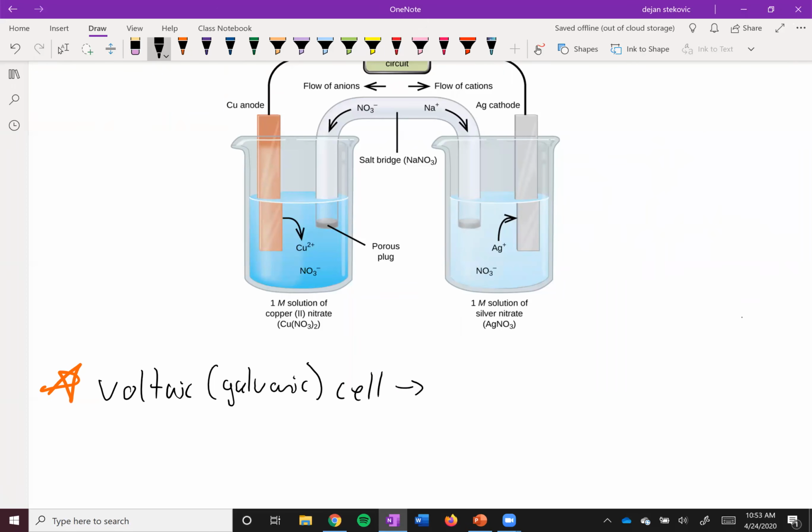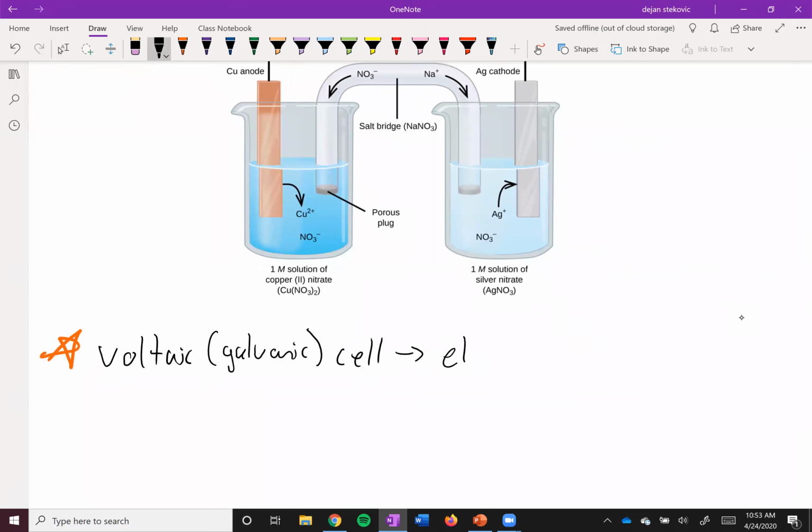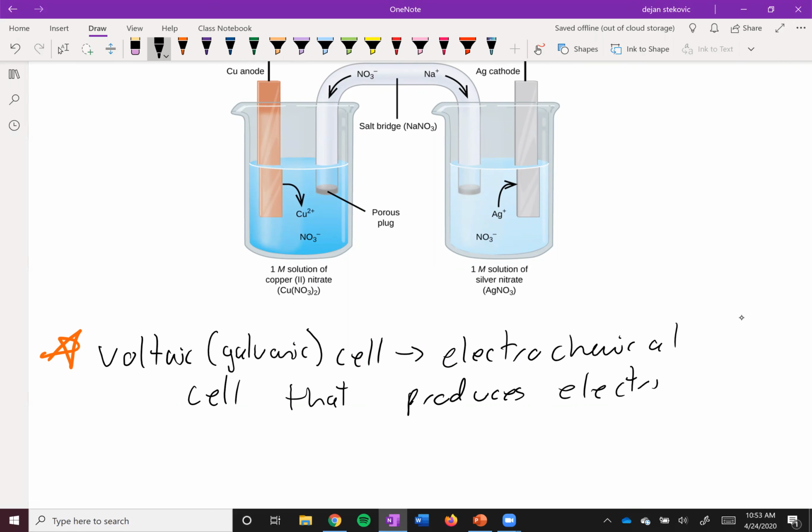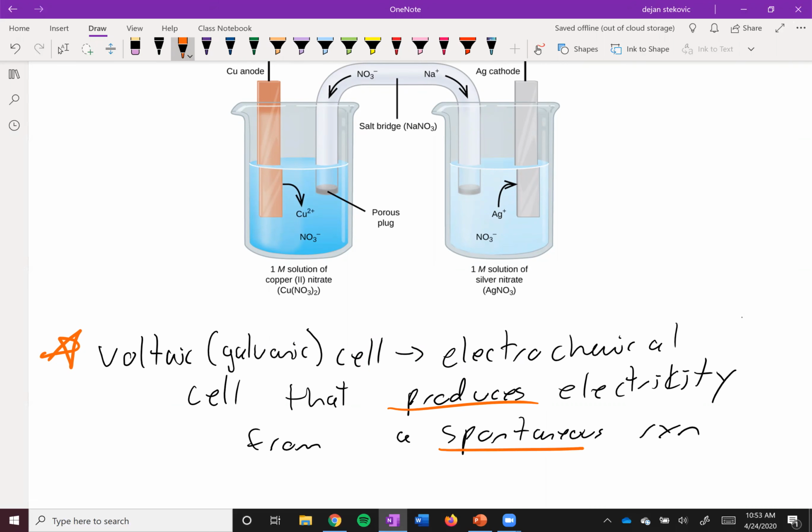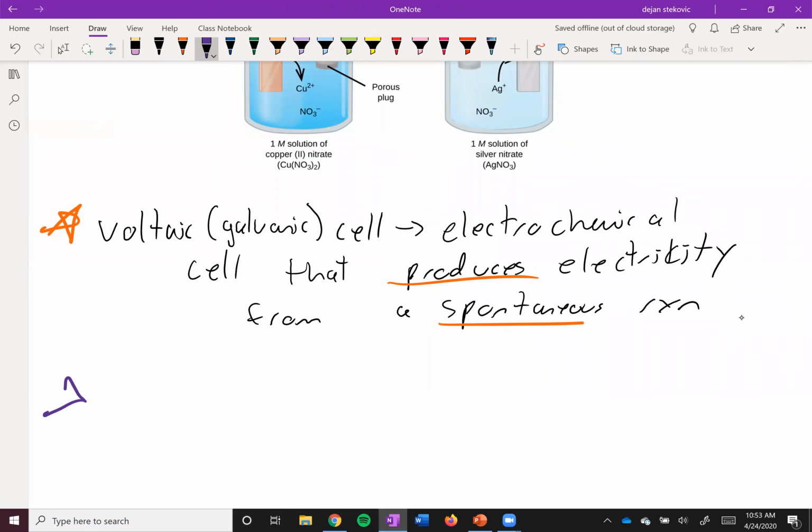A voltaic or galvanic cell is an electrochemical cell that produces electricity that can then be used to do work from a spontaneous reaction. So voltaic, galvanic, they produce electricity from spontaneous reactions, and then electrolytic cells are the opposite.